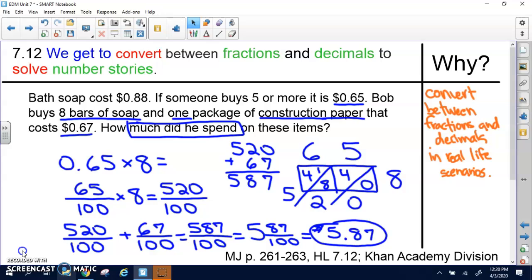So today you are going to use those stock up posters to solve some decimal number stories, converting those into fractions first to help you solve them and converting them back. You're going to do pages 261 and 262 for these number stories, and then your math box is on page 263, and you also have home link 7.12. Good luck!